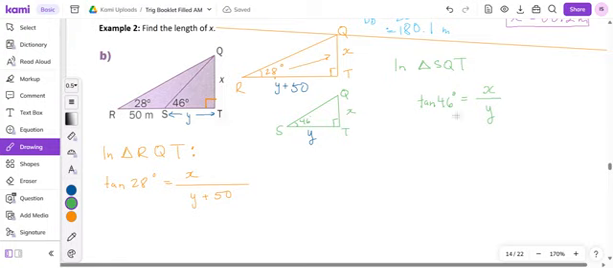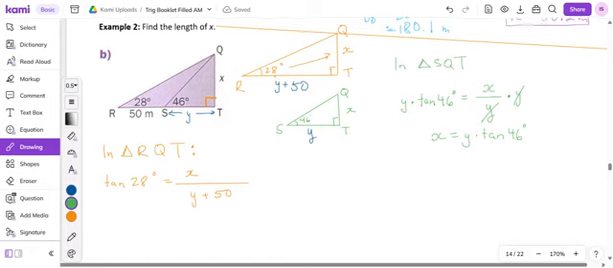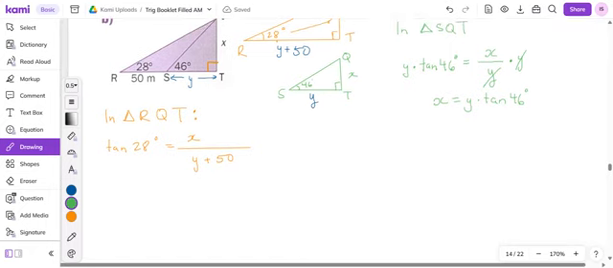And I can isolate x, right? So if I multiply both sides by y, these two y's cancel out, and I get that x equals y times tan 46. Right, this is next level, folks. This is hard math. Okay, so just bear with me.